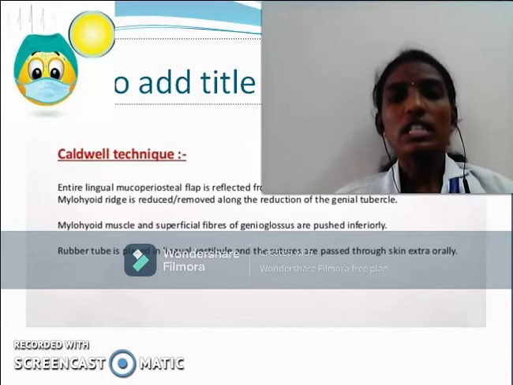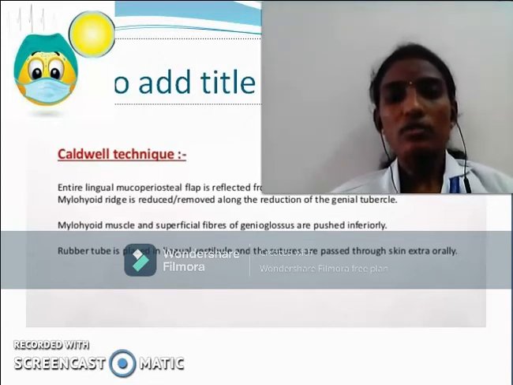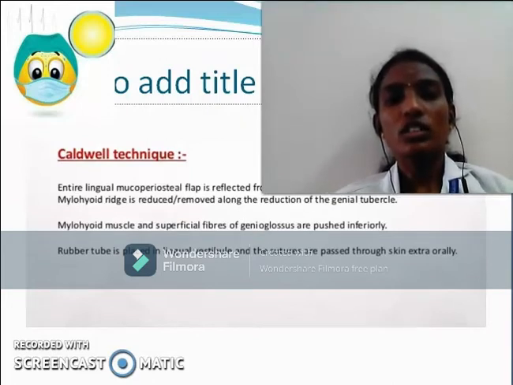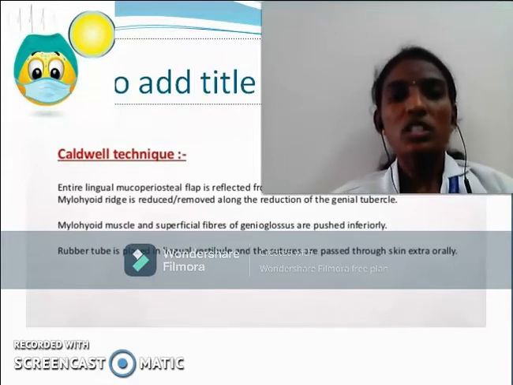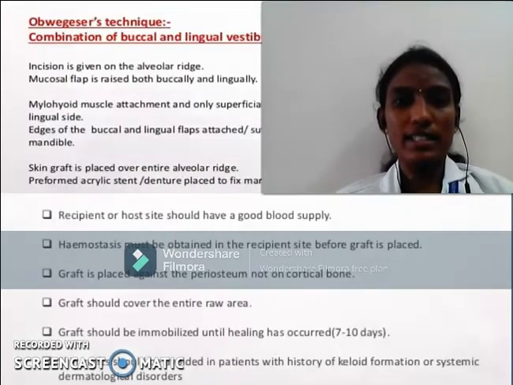In Caldwell technique, a lingual mucoperiosteal flap is reflected from the molar to molar region. The mylohyoid ridge is reduced and removed along the direction of the genial tubercle. The mylohyoid muscles and the superficial fibers of the genioglossus are cut and pushed inferiorly. A rubber tube is placed lingually and vestibularly, and the suture passes through the skin extraorally.